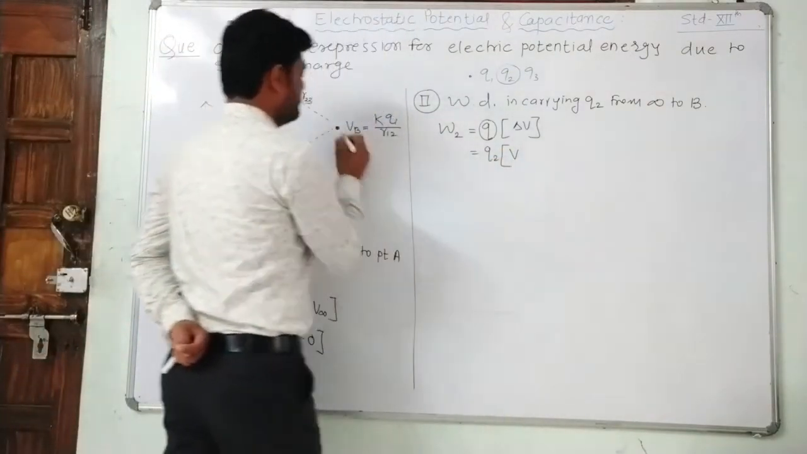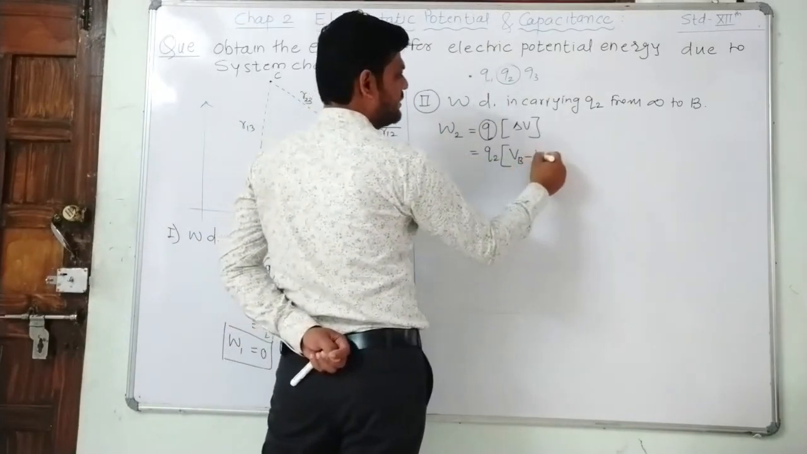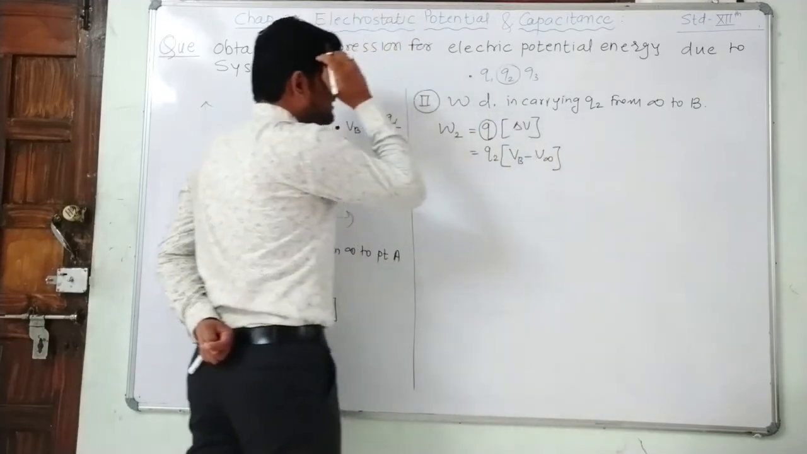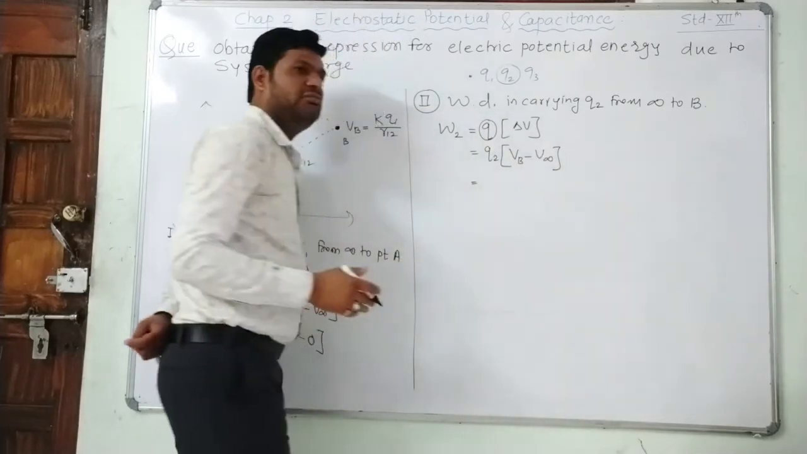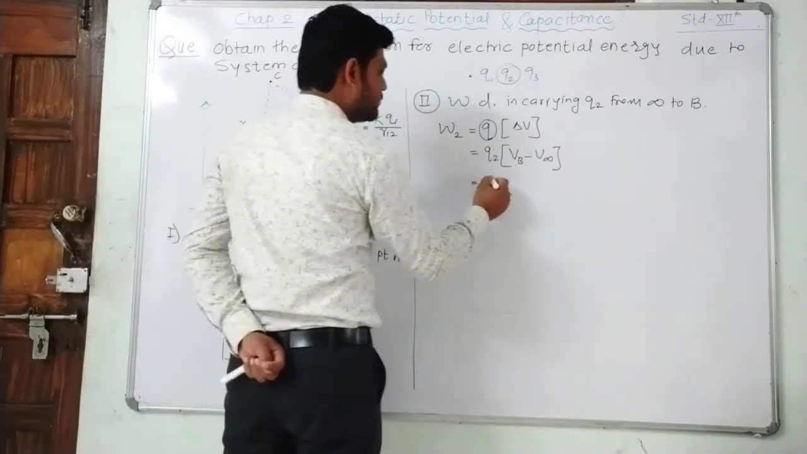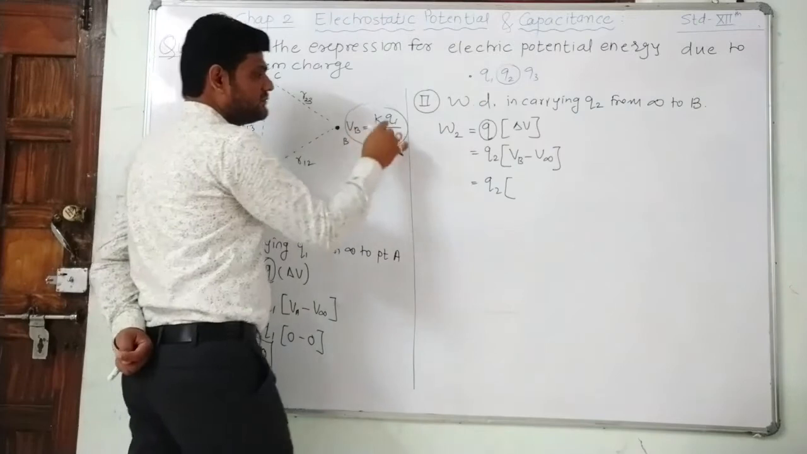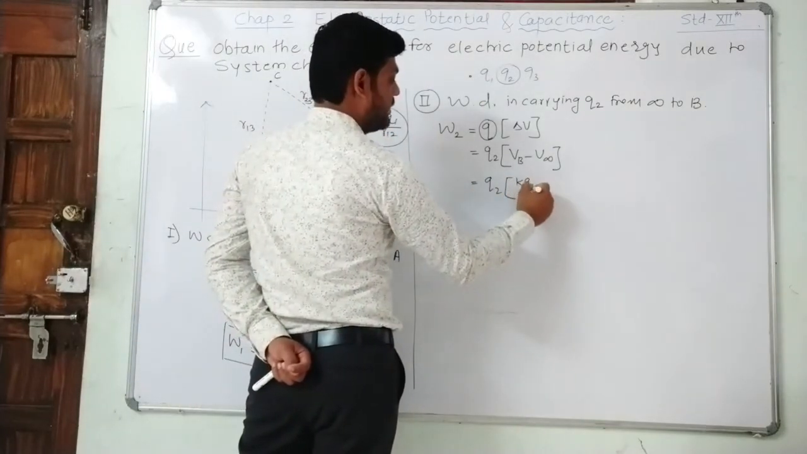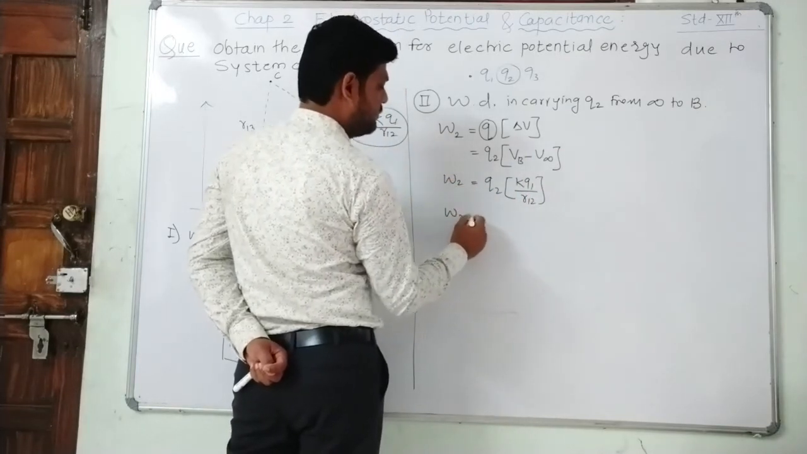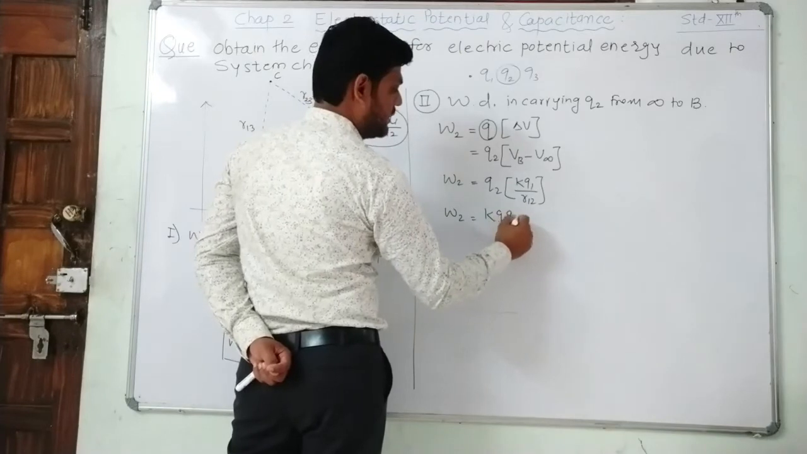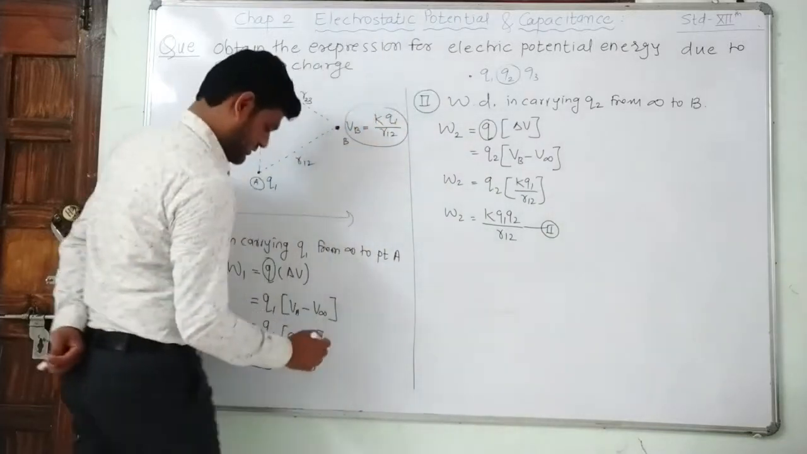Potential of the final point means we are bringing the charge to point B. So potential of B minus potential of infinity. We are carrying the charge from infinity, and as we know, the potential of infinity is always 0. So Q2 remains as it is, and we already calculated the potential of point B, that is VB equal to K Q1 divided by R12. So W2 will be K Q1 Q2 divided by R12. This is equation number 2. And W1 is equation number 1.